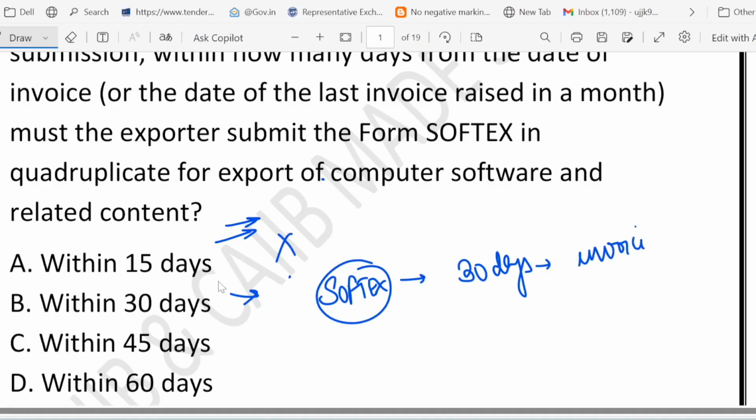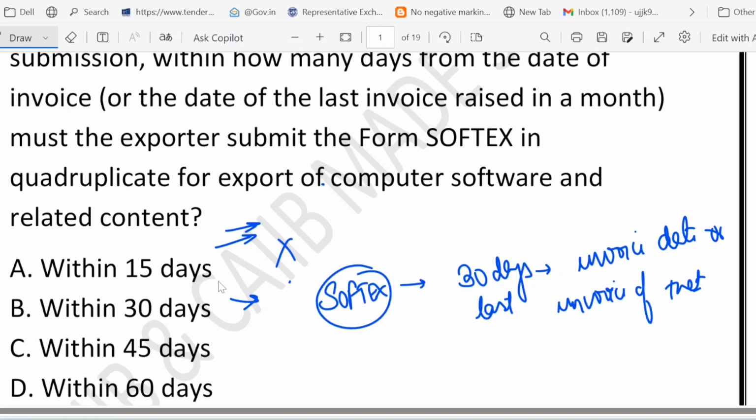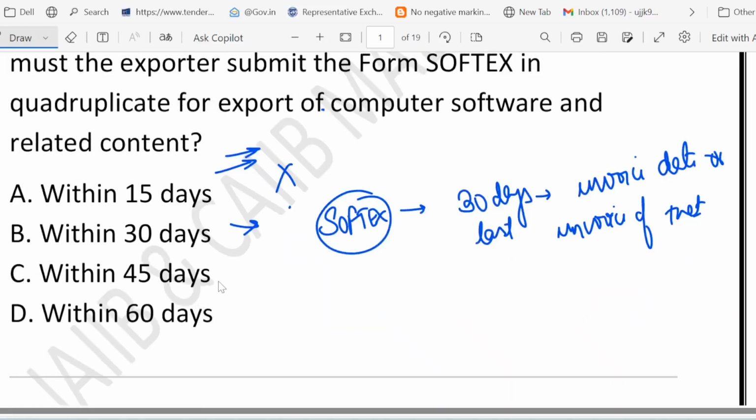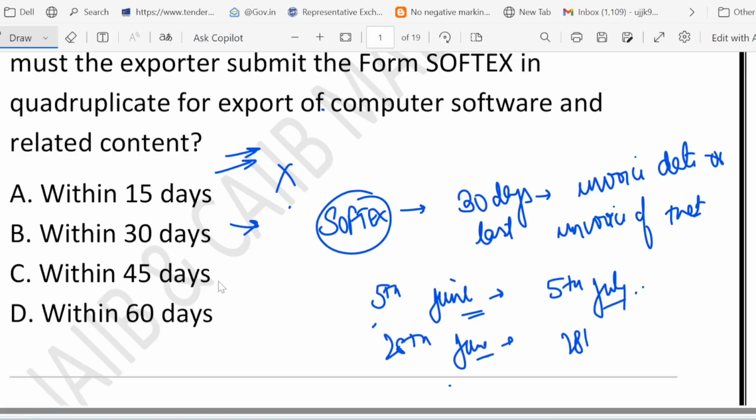So this 30 days can be counted either from the invoice date or from the last invoice of that month. Let me give you one example to make it clearer. Suppose you raised an invoice on 5th June, so your deadline is 5th July. Or suppose your last invoice was on 28th June, so your deadline will be 28th July. So this is how it works. Option B, within 30 days, is the correct one.